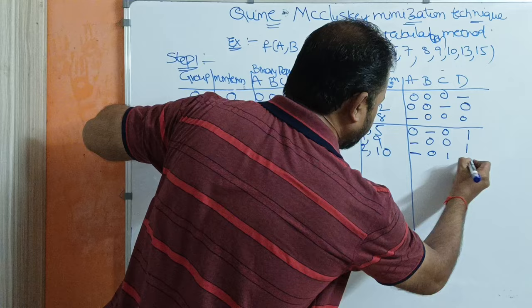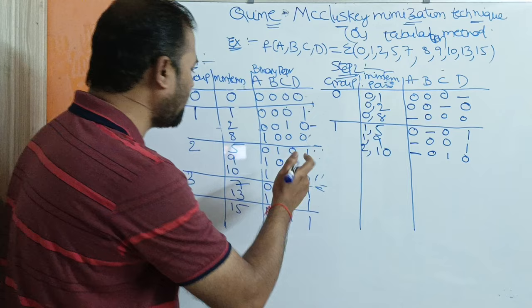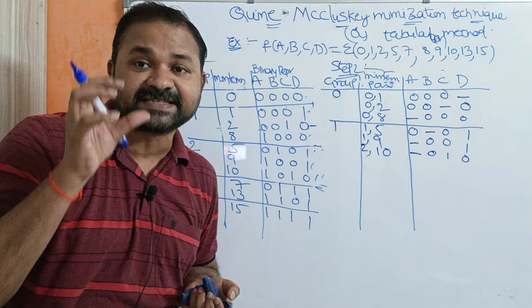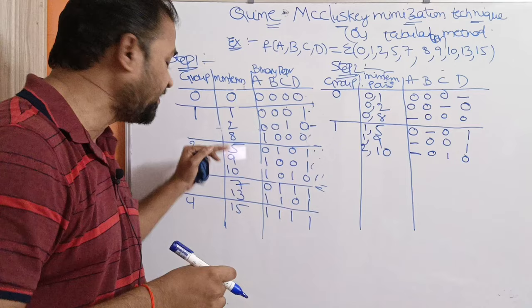0, 1, 0. So comparison with 2 is over. Next, we have to compare 8 with the remaining. 8, 5. These two are not in ascending order. Here we have to write the minterms in ascending order. But what about 8, 5? They are not in ascending order, so comparison is not possible.